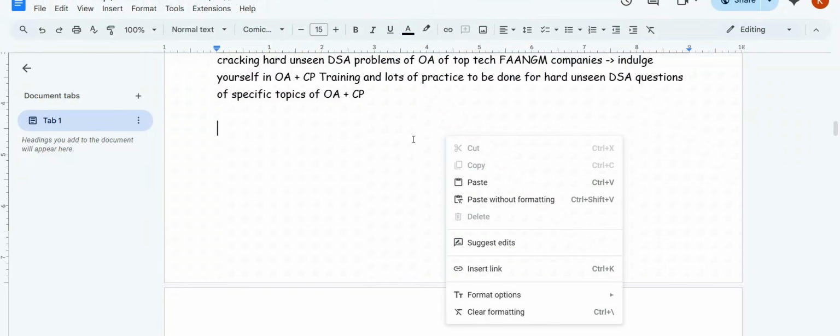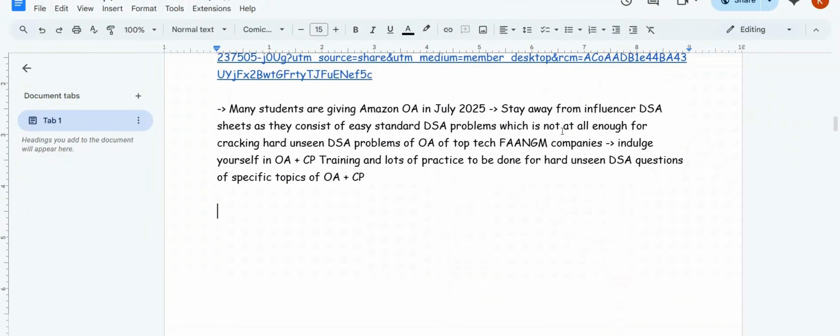You can read this paragraph, very important. Stay away from influencer DSA sheets, as they consist of easy standard DSA problems, which is not at all enough for cracking hard unseen DSA problems of OA of top tech FAANG companies. Indulge yourself in OA plus CP training, and lots of practice is to be done for hard unseen DSA questions of specific topics of OA and CP.